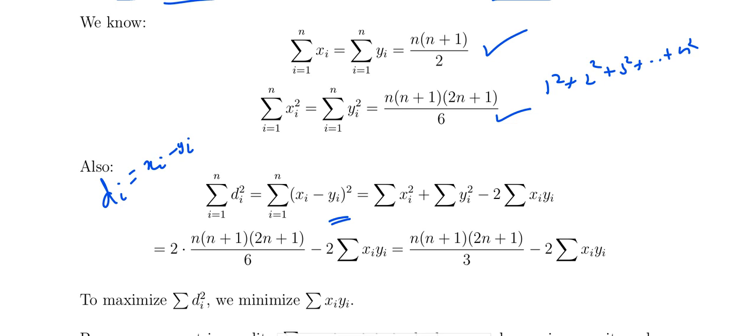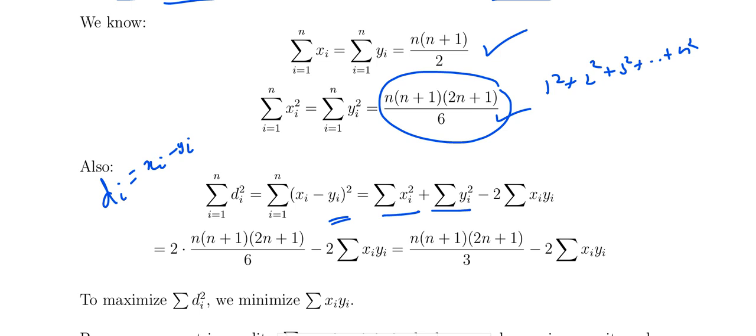So from this the summation xi square தெரியும், இதுவும் தெரியும், both are the same. இதுனா n into n plus 1 into 2n plus 1 by 6. So 2 times the something minus 2 times summation xi yi. So this is equivalent to, இதை சிம்பிளி பண்ணிங்கன்னா இது கிடைக்கும். So 2 into summation xi yi.